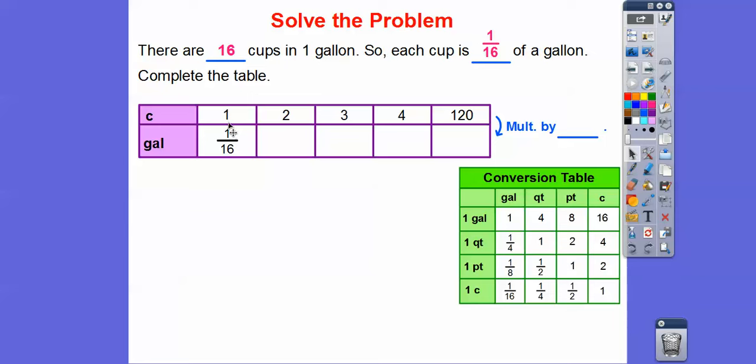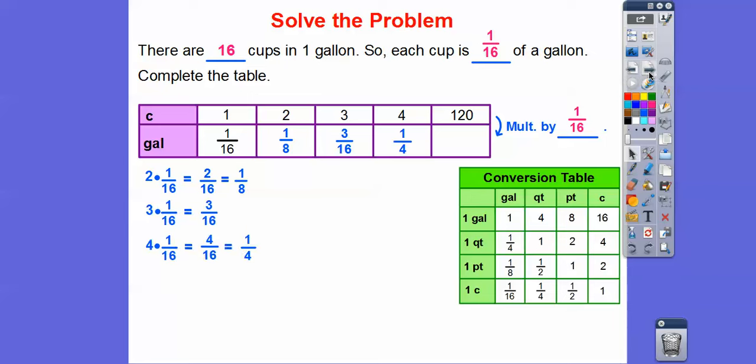Since 1 cup equals 1/16 of a gallon, then for 2 cups, we just multiply by 1/16. So 2 times 1/16 is 1/8. Can you see how 2 goes into 2 and 2 goes into 16, 1 and 8 times? Then this next one is going to be 3 times 1/16, so 3 times 1/16 is 3/16. 4 times 1/16 is 4/16, which is 1/4.